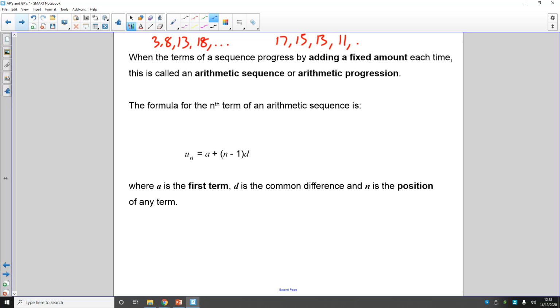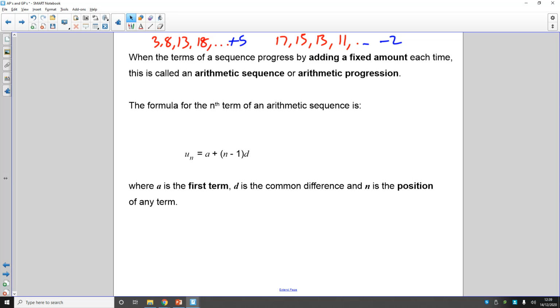So let's have a think about some sequences. At the top here, I've written down 3, 8, 13, and 18. In this sequence, it adds on 5 each time. On the second sequence here, I've got 17, 15, 13, and 11. And on this sequence, it takes off 2 each time. So when the terms of a sequence progress by adding a fixed amount each time, or even adding a negative amount each time, it is called an arithmetic sequence or an arithmetic progression.